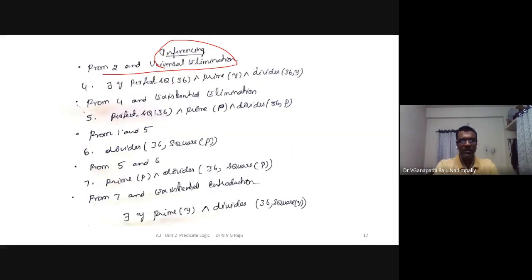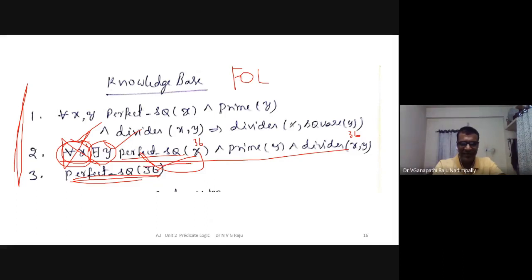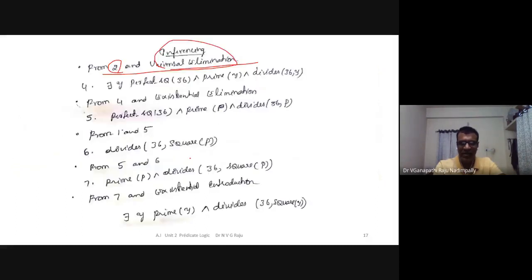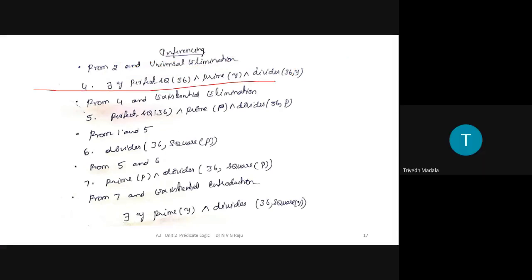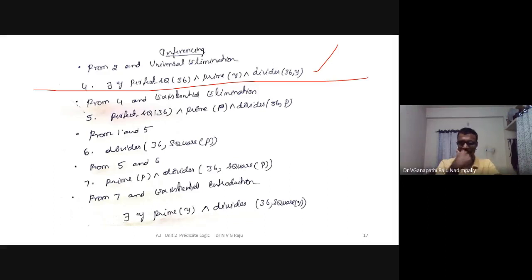From equation 2, we are going to do universal elimination. Wherever x is there in statement 2, I am replacing it with 36. Now I don't have for all x; after removing for all x, we have replaced it with 36. Yes or no till now? Is this statement okay for everyone? Yes, sir. Step by step we will move.